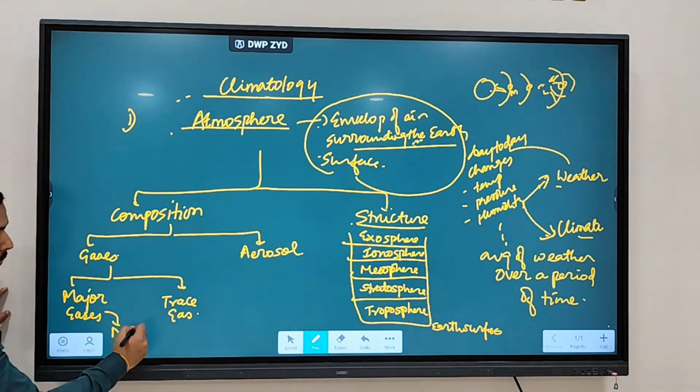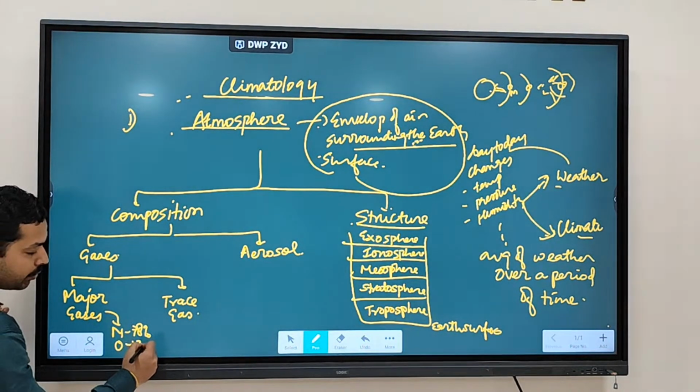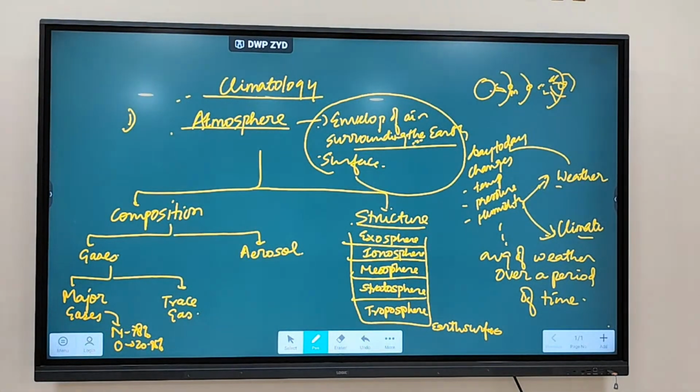So 78% of your atmosphere consists of nitrogen, and around 21% consists of oxygen. So almost 99% of your atmosphere consists of nothing but nitrogen as well as oxygen. Clear?